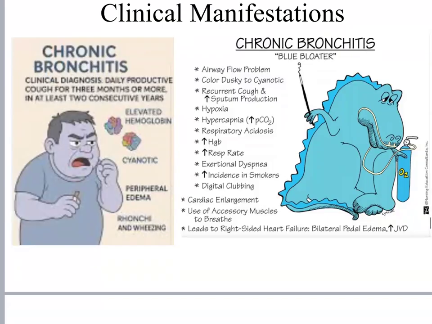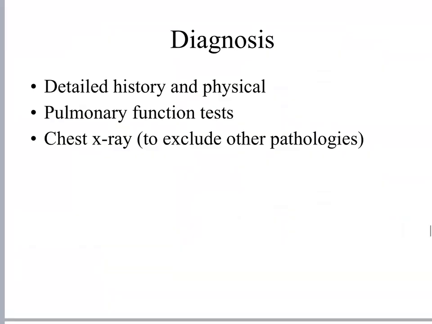So how is this diagnosed? Well, detailed history and physical. If somebody has a pretty long smoking history and they're constantly going to see the doctor for respiratory infections, getting pneumonia, they're just coughing up mucus all the time, they probably have chronic bronchitis.